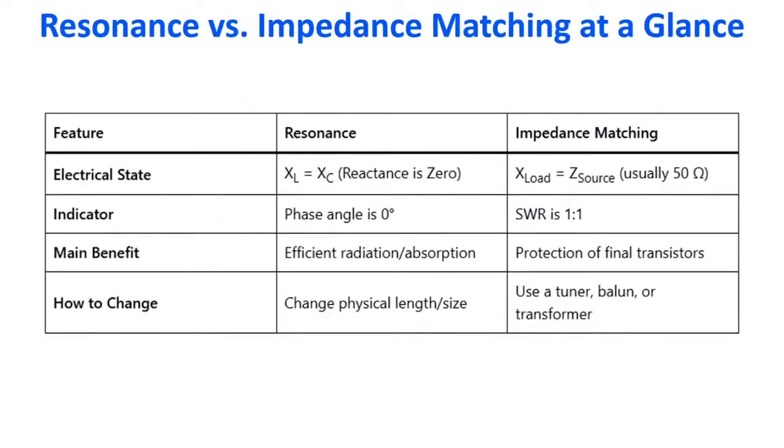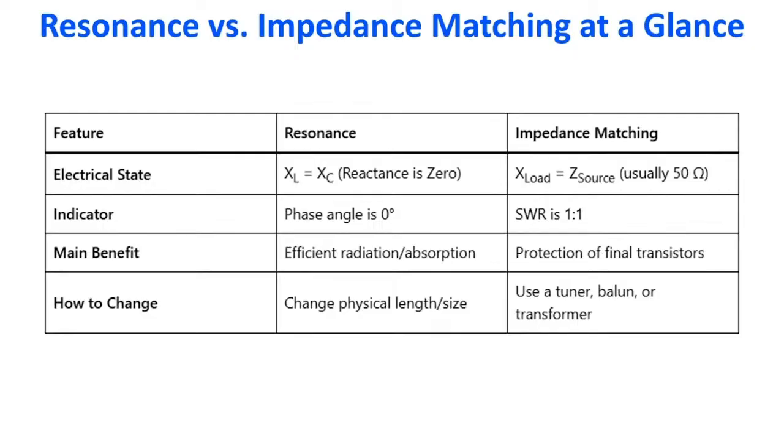Here is a comparison at a glance. Inductive and capacitive reactances cancel each other at resonance, while for impedance matching, load impedance and source impedance are matched, usually both are 50 ohms. At resonance, the phase angle is 0 degrees. For impedance matching, SWR is 1:1.